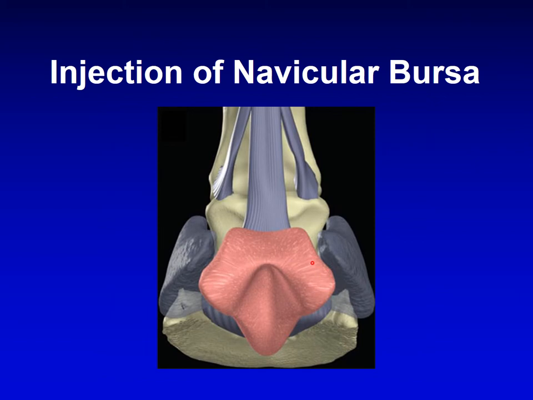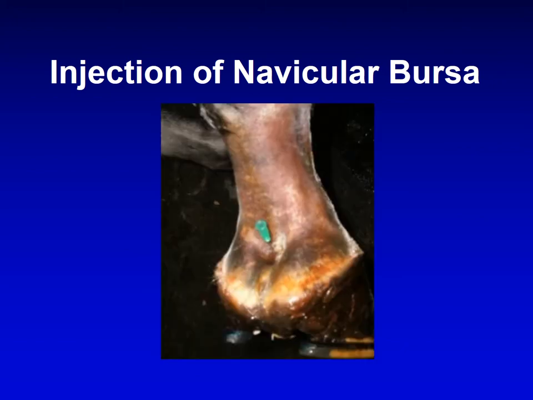Covered, of course, by the digital cushion, which when we want to inject, we try to go dorsal to that cushion about 45 degrees in order for us to get to the navicular bursa. This is how to get to the navicular bursa, a 45 degree angle. And yes, you have to go through the deep digital flexor tendon, so you have to be very careful in this area so you won't tear the distal end of the deep digital flexor. Of course, when we do that, it's always better to take some radiographs to confirm that our needle is in the right spot.